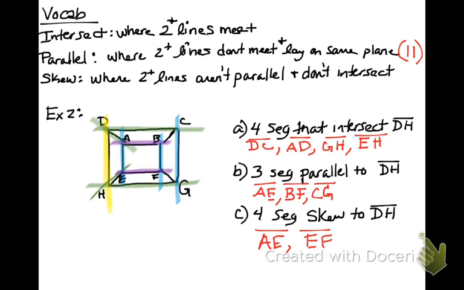CB. Notice they're not parallel and they're not intersecting. So BC or CB, it doesn't matter. And then FG. And those are all your skew lines. It just means they cannot be parallel, so they're not going the same direction, and they cannot touch. So if you need to, you might want to draw out the picture and do this with a highlighter so it can help you better when you find the skew lines.